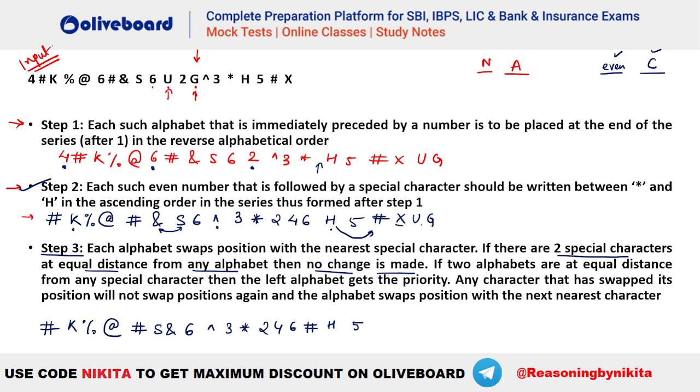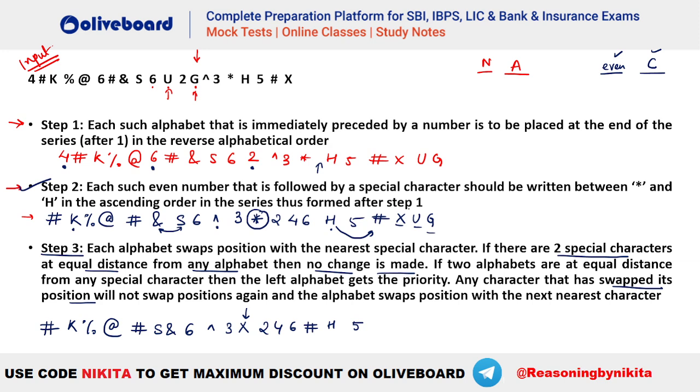Now X, U and G have to change their positions. Now for X, the nearest character is hash, isn't it? But we have already said that any character that has swapped its position will not swap positions again. So we will now go to the next nearest character. So for X, which is the next nearest character? This is your asterisk. That means this asterisk will change its position with your X, isn't it? So we will have an X here.